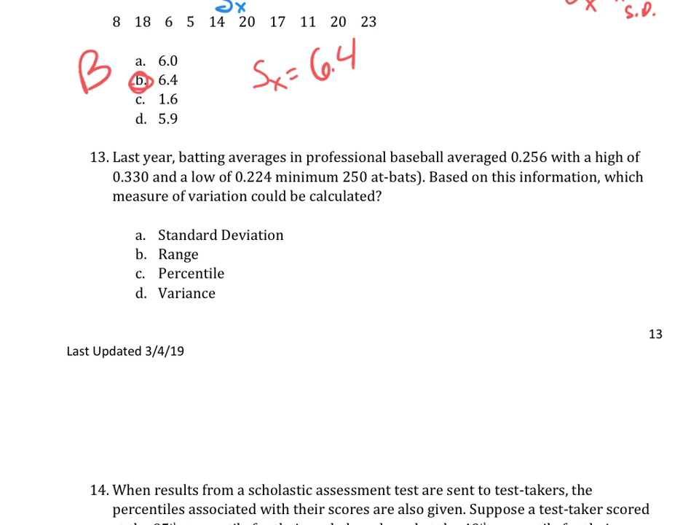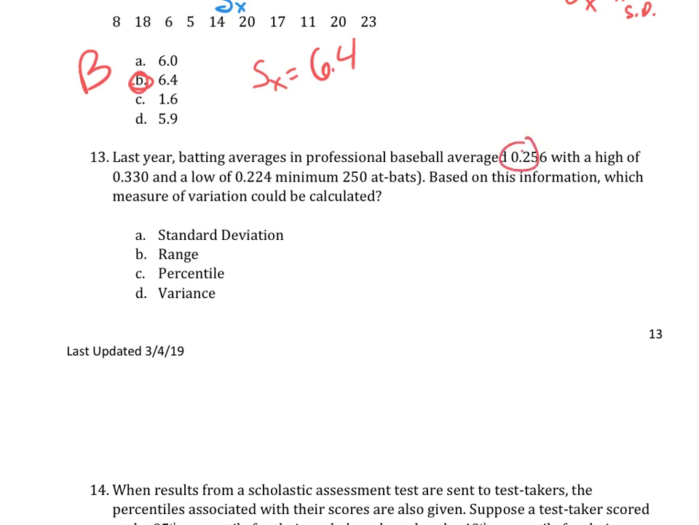13, last year batting averages in a professional baseball averaged .256 with a high of .33 and a low of .224 with a minimum of 250 at-bats. Based on this information, which measure of variation could be calculated?